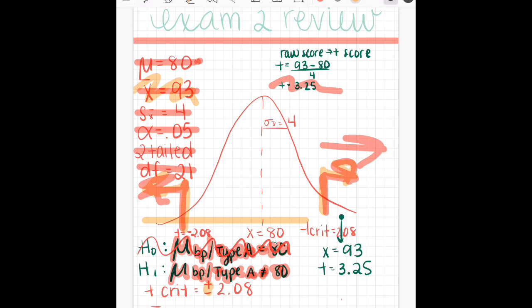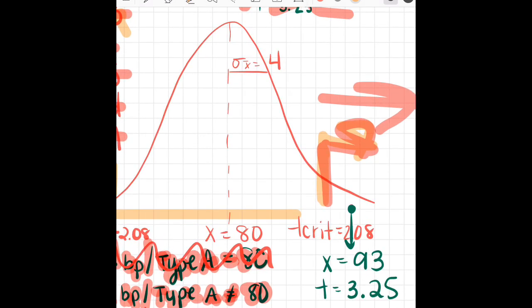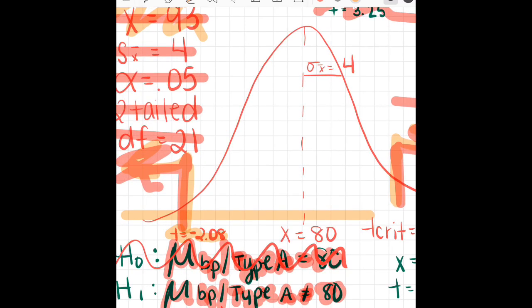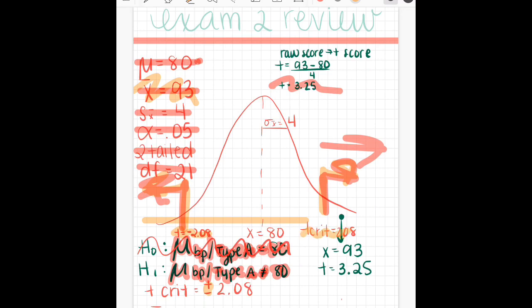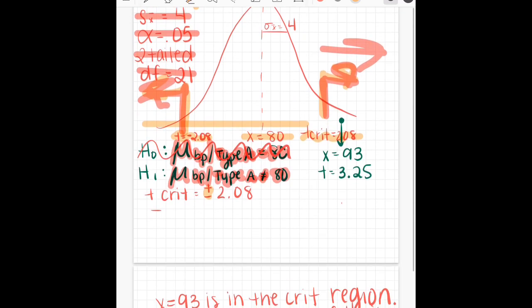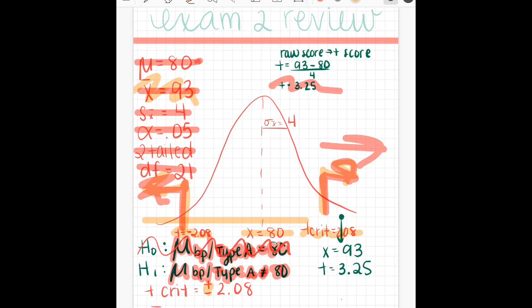So I'm just marking those off here. T crit equals positive 2.08 and T crit equals negative 2.08. And then I have the population mean marked off right here. And now our next step is to find out what the T-score would be related to our raw score for the sample mean. So our sample mean was 93, that was provided to us.